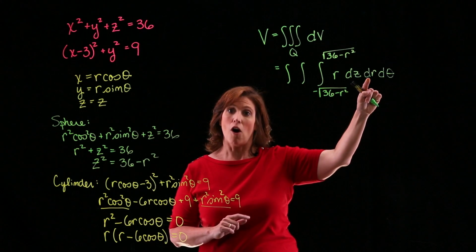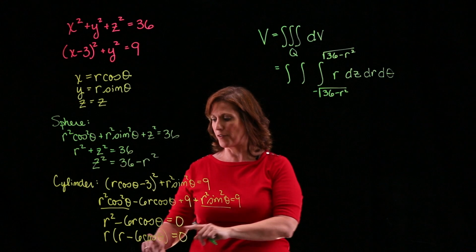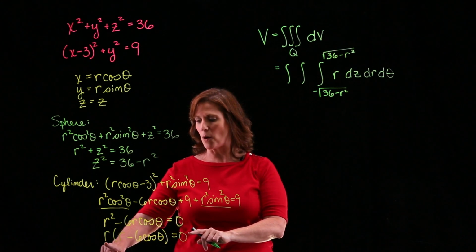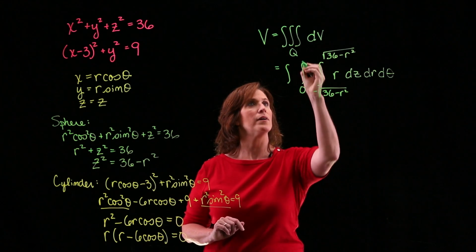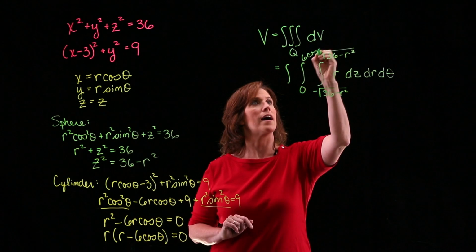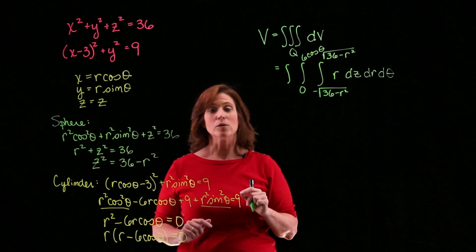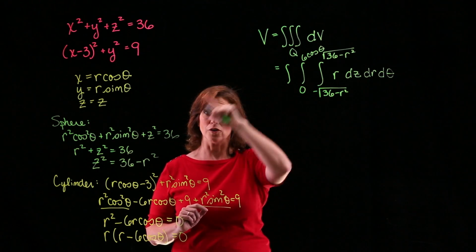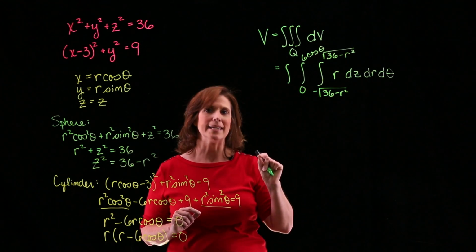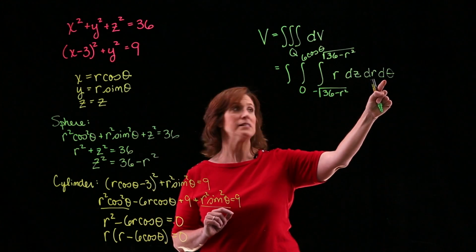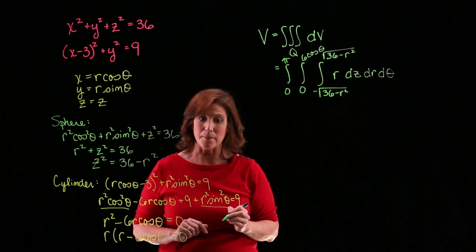Next, I want to integrate with respect to r. Okay, so let's take a look at what r is here. I know I want to write r as a function of theta, so it looks like r is going to be going from 0 to 6 times the cosine of theta. Now, if you think about what r equals 6 cosine theta is, it's going to be a circle in the r theta plane. And I only need to go from 0 to pi to get the complete circle. So my limits of integration for theta are going to be from 0 to pi.